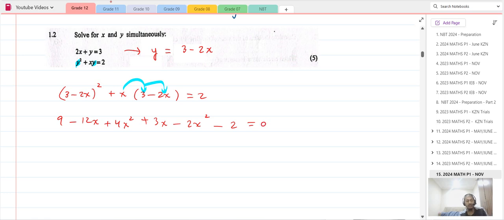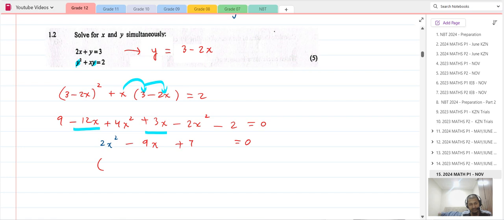because it's one linear, one quadratic, right? So you will solve a quadratic equation. Now we have 4x squared minus 2x squared, which is 2x squared. Now let's look at all the like terms with the x. We have minus 12x plus 3x. So we have minus 9x, adding them up, and 9 minus 2 is 7, plus 7 is equal to 0.